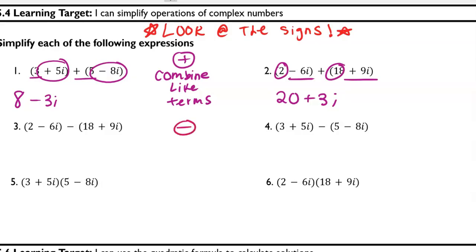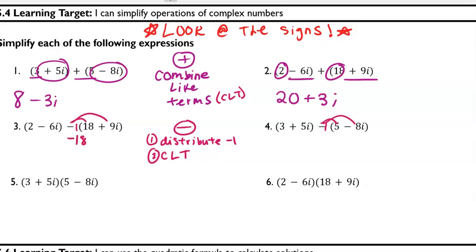All right, next ones here we have subtraction. And when we subtract, we need to first distribute the negative. It's really a negative 1. We're distributing this negative 1 to the parentheses it's attached to. Our next step will be to combine like terms. I'm just going to say CLT, combine like terms. All right, so distributing that negative 1. Negative 1 times 18 is negative 18, and negative 1 times 9 is negative 9.